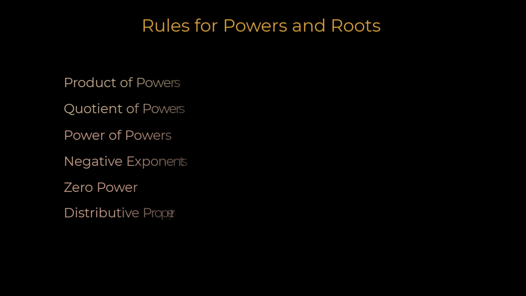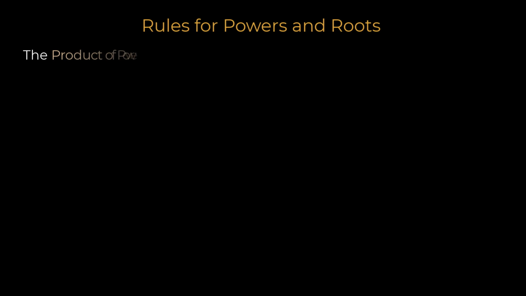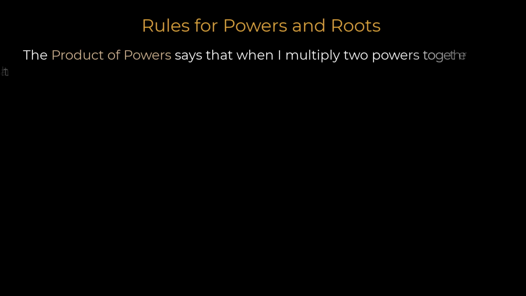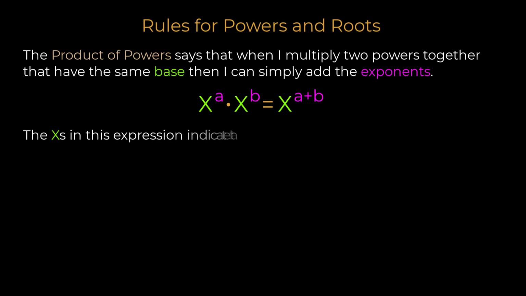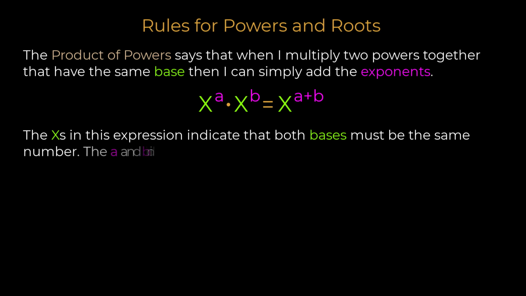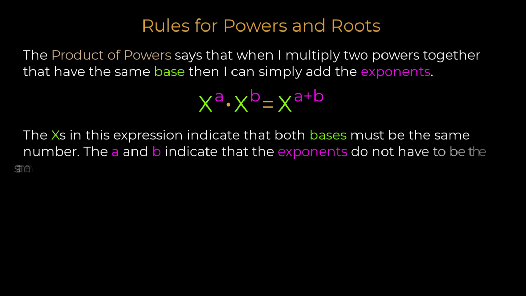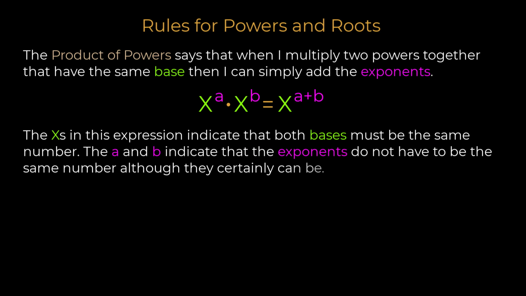Okay, let's go back to the 6 rules for powers or exponents. The product of powers says that when I multiply 2 powers together that have the same base, then I can simply add the exponents. The rule is commonly written like this. The x's in this expression indicate that both bases must be the same number. The a and b indicate that the exponents do not have to be the same number, although they certainly can be.